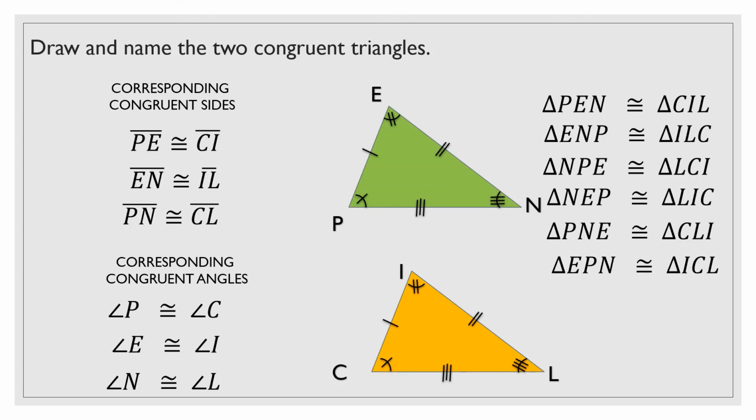So, ibig sabihin, maaari nating pangalanan yung mga congruent triangles natin depending on the corresponding parts. Ibig sabihin, let's say, P corresponds to C, E corresponds to I, and N corresponds to L. So kapag nagkabali-baliktad yung unang letters na nilagay mo sa pangalan ng triangle mo, isunod mo doon sa corresponding parts ng pangalawang triangle.